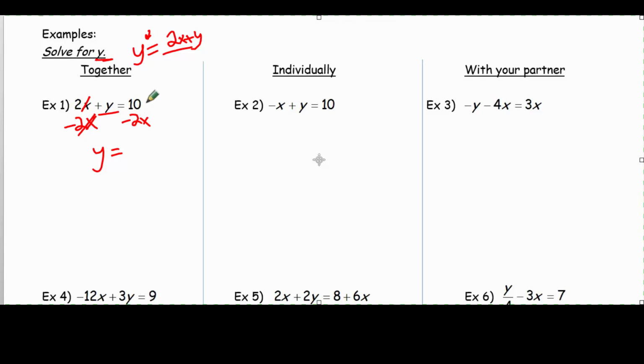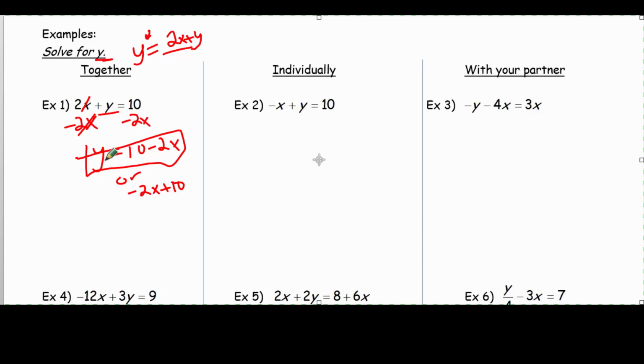These are not like terms. If this was 10x, then this answer would be 8x. But they're not like terms, so it's just 10 minus 2x, or negative 2x plus 10. It's not 2x minus 10 though. Either way you look at it, you have a negative 2x and a positive 10. So either one of these answers is fine.